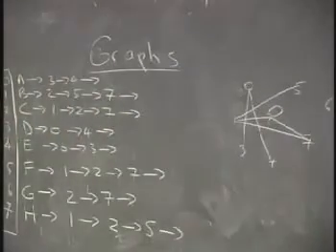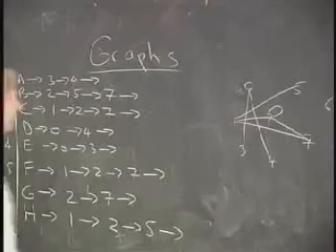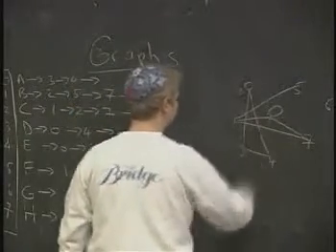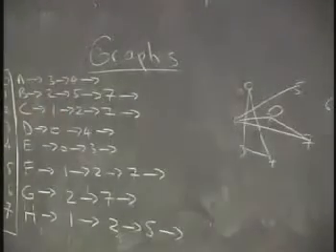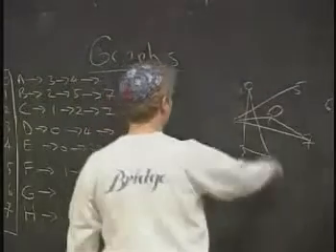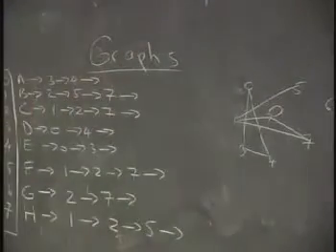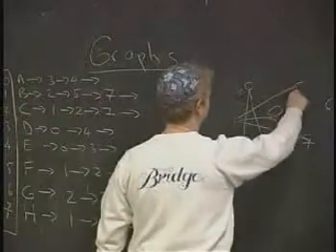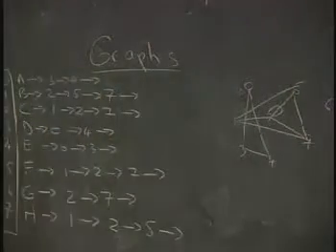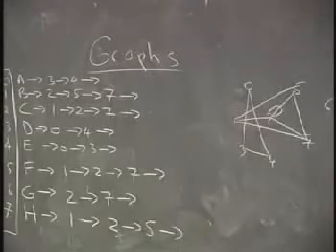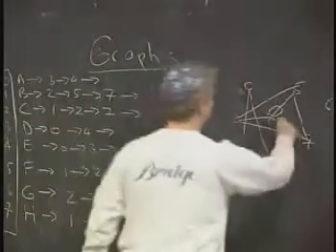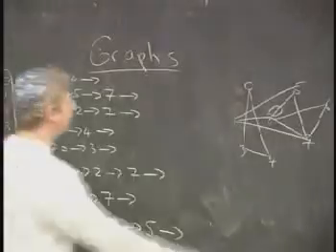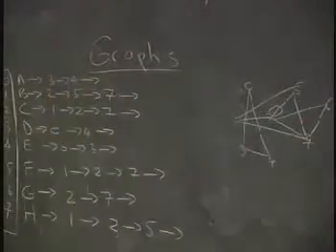Now it's got a cycle. 3 connects to 0 and 4. There's a triangle. 4 connects to 0 and 3. We have that. 5 connects to 1, 2, and 7. 6 connects to 2 and 7. And 7 connects to 1, 2, and 5. That should be there already. All right, so that's what it looks like.